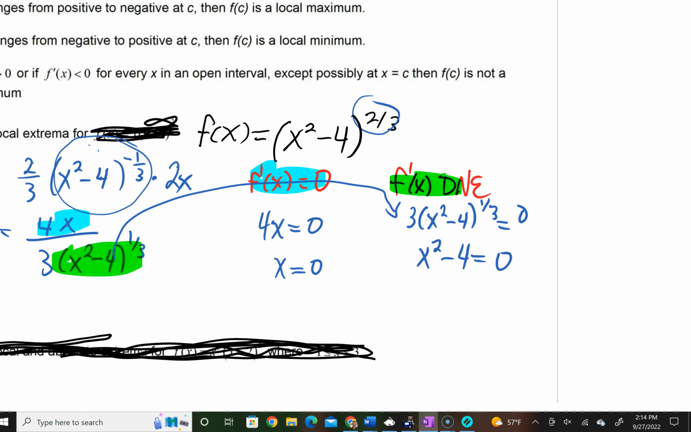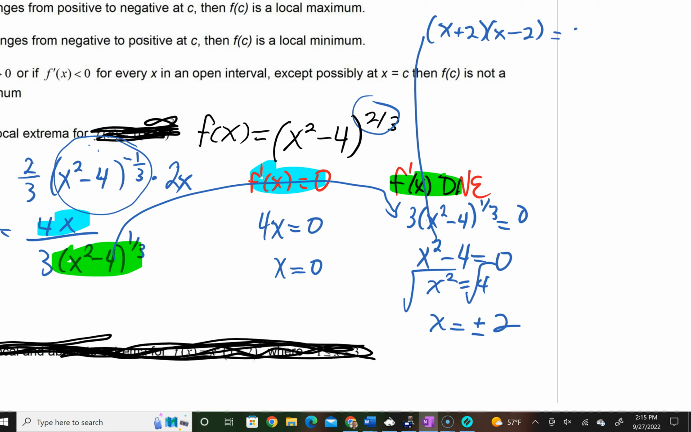Solving, we could add 4. And then what? Plus or minus square roots. You're going to get plus or minus 2. By the way, you could have factored the left side if you wanted to. Difference of squares, you'd get the same answers. We doing okay?